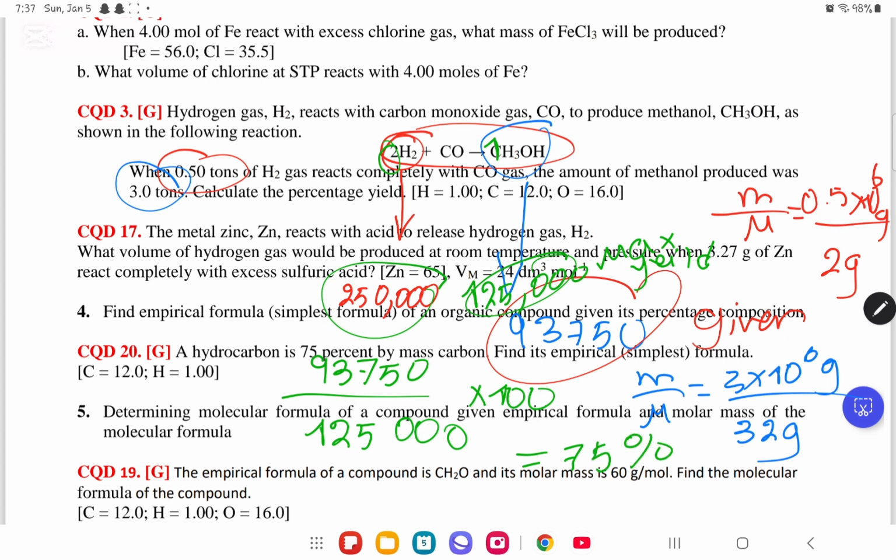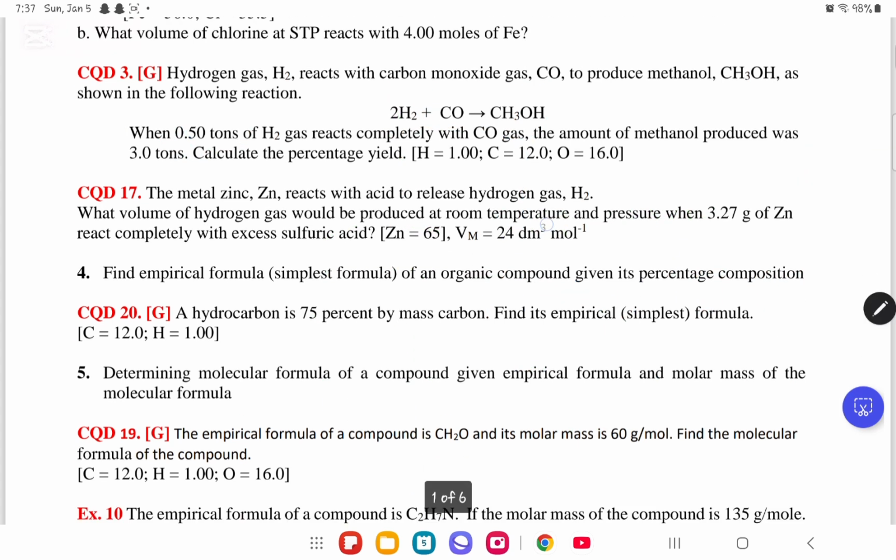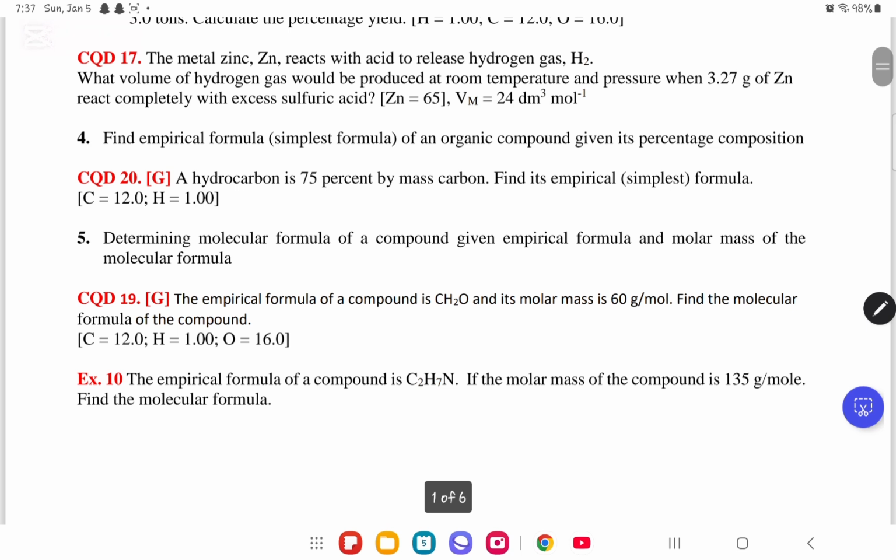This is how I do it personally, because I find it logical. If you have another way that you find logical, of course, you can use it. Alright, so let us move on to CQD number 17.